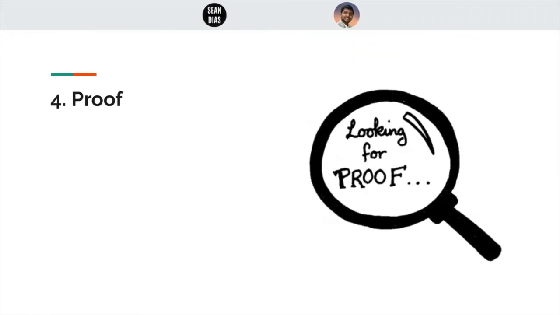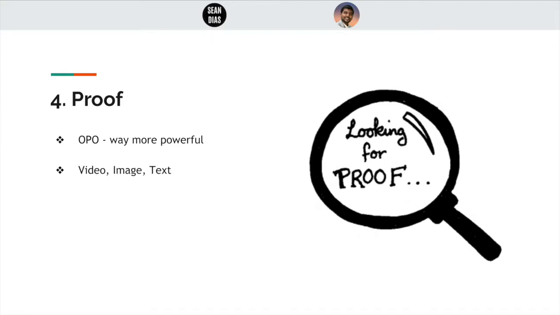The fourth element is called the proof. Nowadays, people are looking for proof because there are so many options out there. There are so many services, there are so many vendors, so they are skeptical. So they seek proof. So how do we handle this? OPO. So what is OPO? OPO is other people's opinion. That is way more powerful than what you say about yourself, because that is coming from a genuine customer.